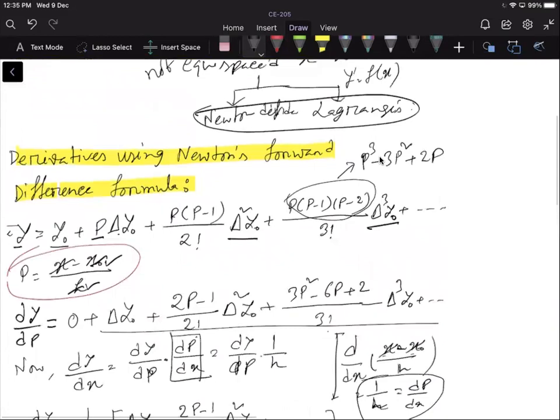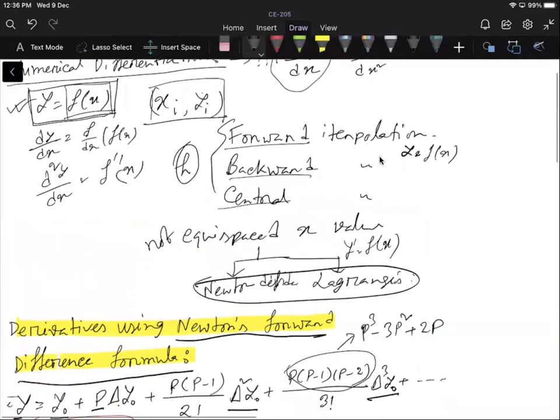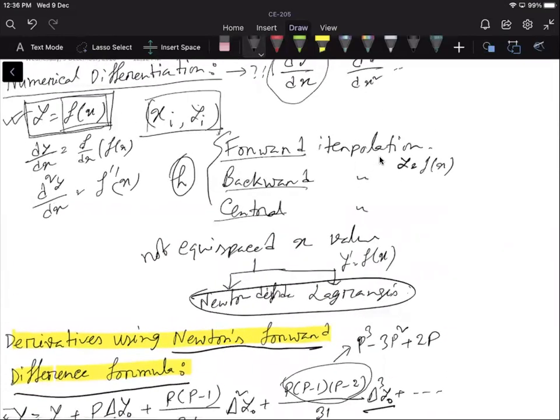If you want to use Newton's forward interpolation, that means forward difference formulas, the basic requirement is that the points are at equal intervals. If you use these three, forward interpolation, backward interpolation, and central interpolation, the h must be equal, uniform.